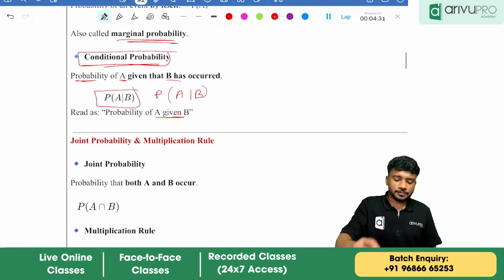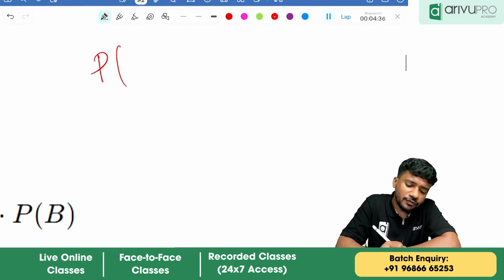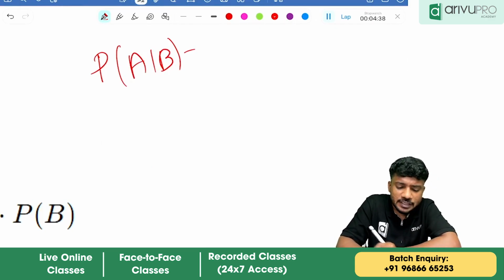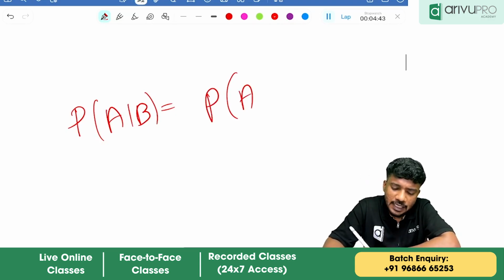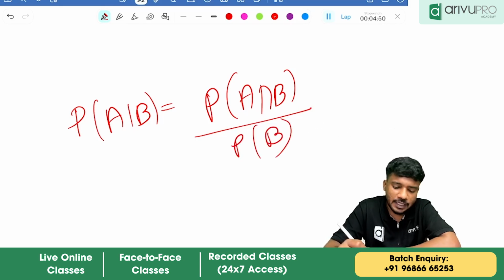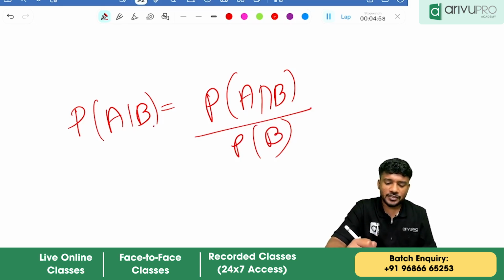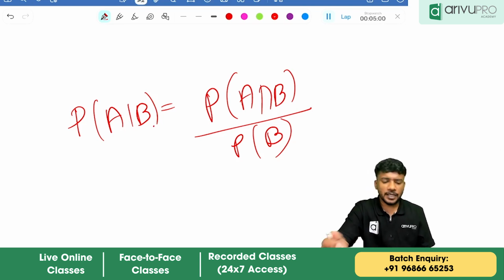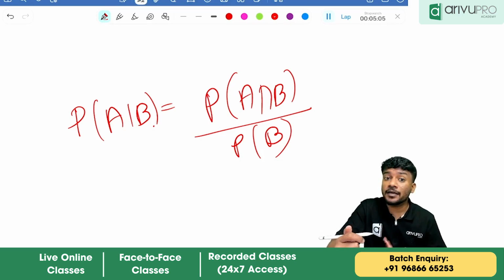Okay, now for P of A given B, there is a formula. P of A given B can be written as P of A intersection B divided by P of B. Okay, make a note of this. Then I'll come back to the next topic. P of A given B, or P of A by B, is written as P of A intersection B divided by P of B. Why am I writing P of B in the denominator? Because P of B has already occurred.